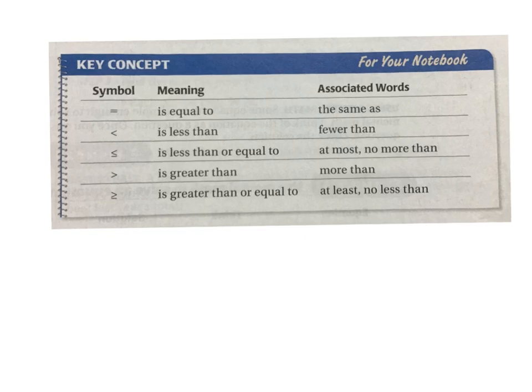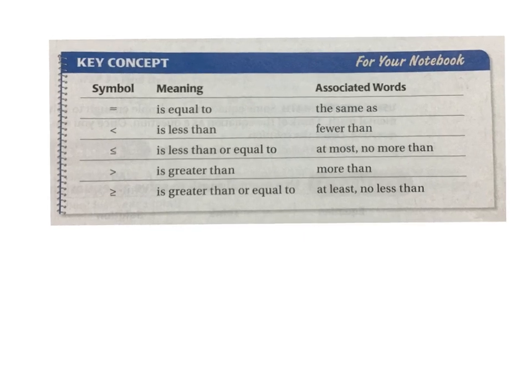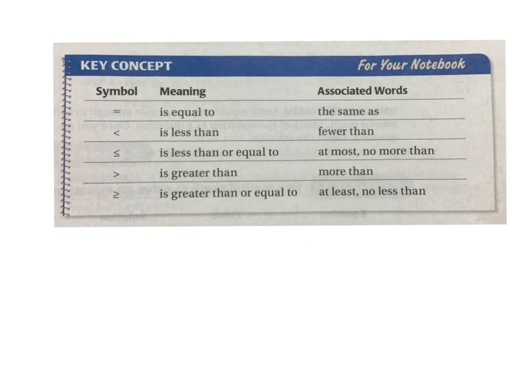Let's go over it real quick. When you see the symbol, it tells you its meaning and the associated words, what it would say when you hear it in a word sentence. So an equal sign means it's equal to. The associated words you'll see in word problems is the same as. Then you have the less than sign. You'll see it say fewer than sometimes. You'll see the less than or equal to sign. You can see it written as at most or no more than.